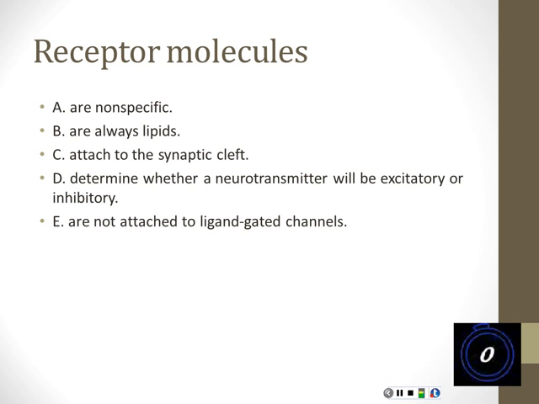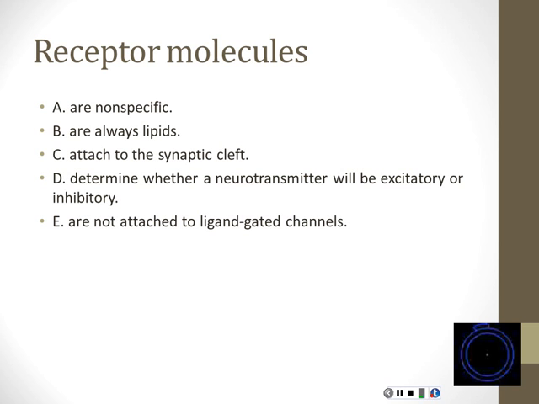So the presynaptic neuron can have either an excitatory or inhibitory effect on the postsynaptic neuron. What determines whether it will be excitatory or inhibitory is what the receptor on B does. So the postsynaptic membrane receptor. So the correct answer here is D. It's the receptor molecule that determines whether that neurotransmitter on that particular cell is going to be excitatory or inhibitory.